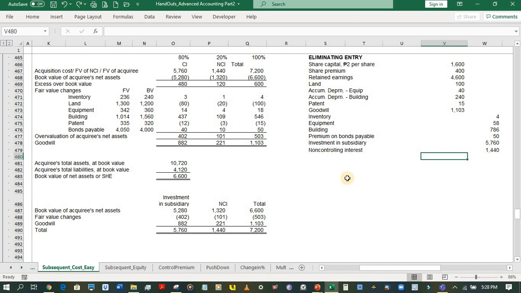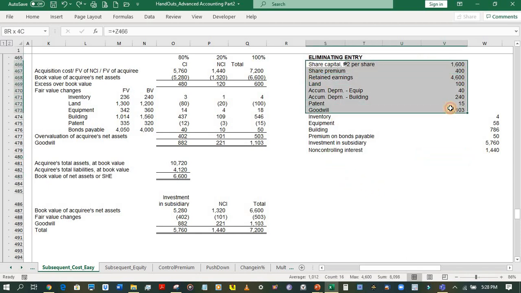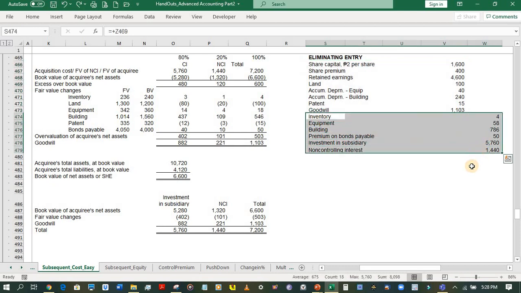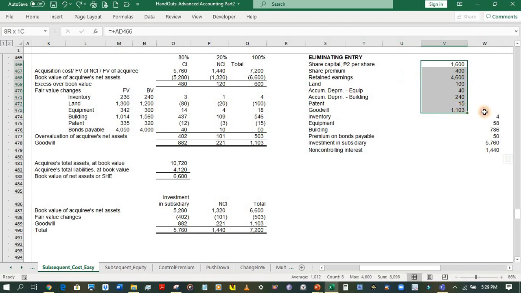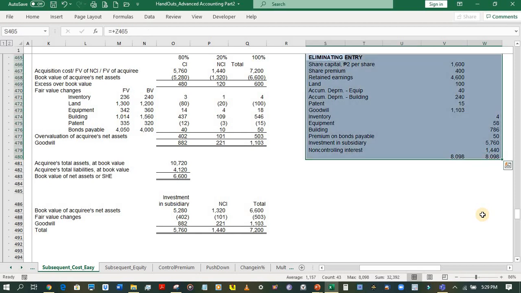So I have arranged the eliminating entry. These are all the debits that we have made, and these are all the credits, because the journal entry I have prepared earlier is not organized. Of course, all debits must be grouped together as well as the amounts credited. So let's check whether the debits and credits of the eliminating entry are balanced. For the debit, 8,098, as well as the credit side. So this is the eliminating entry as of the acquisition date.